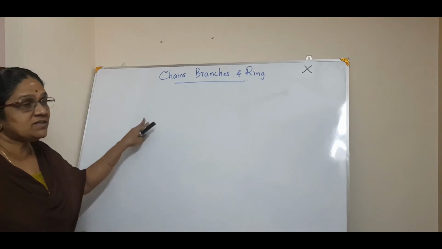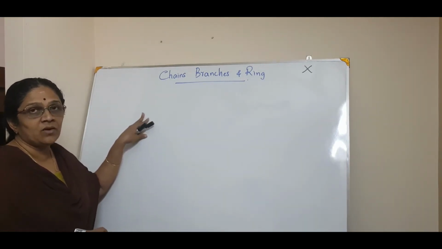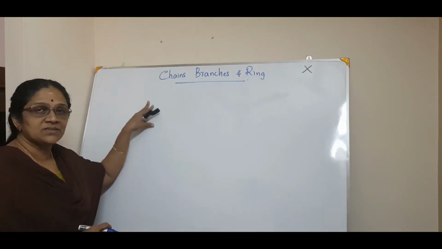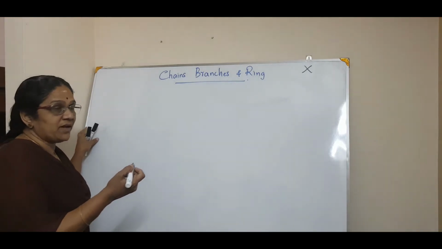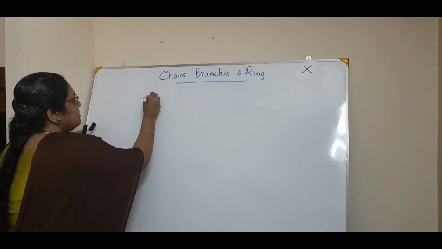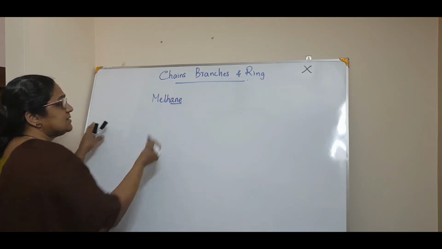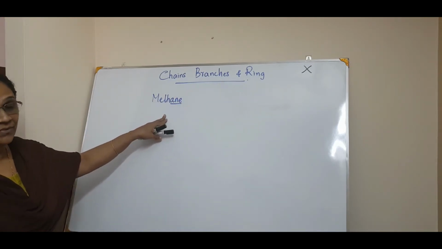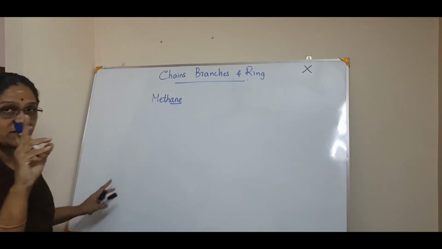So today we will see some more structures, how to write the structure of alkanes. The first 5 structures of alkanes, just to have a recap of that. So first is methane. I am only writing this saturated alkane, methane. Now, you know meth means only one carbon atom.